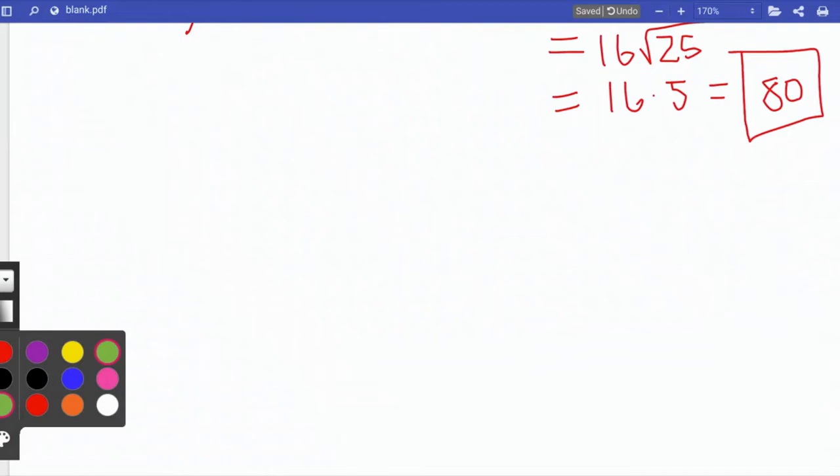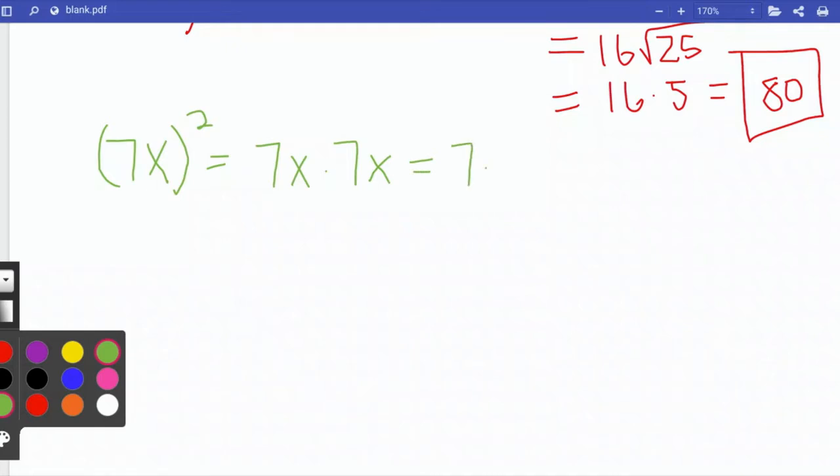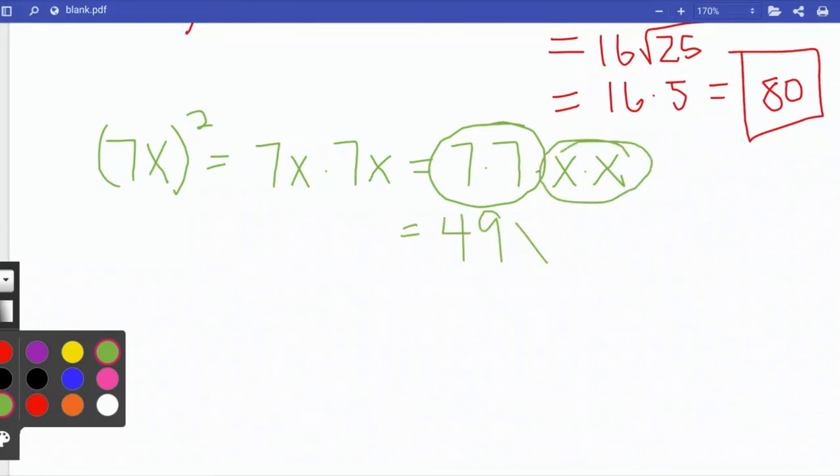What if we just wanted to do something like 7x squared? Same concept: you're multiplying it by itself, 7x times 7x. That's the same thing as rewriting this as 7 times 7 times x times x. 7 times 7 is 49, and x times x is x squared.